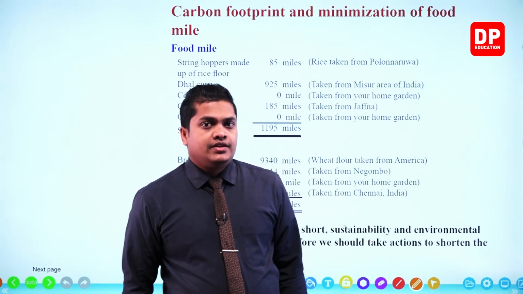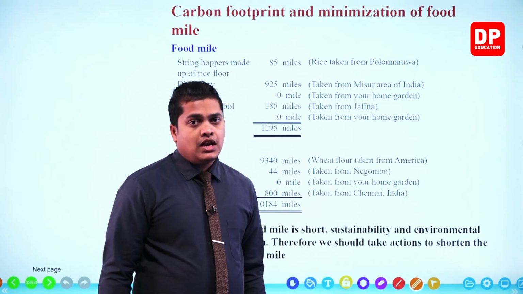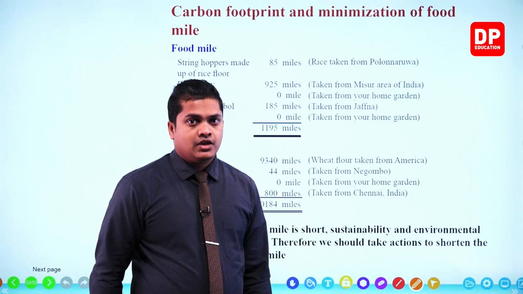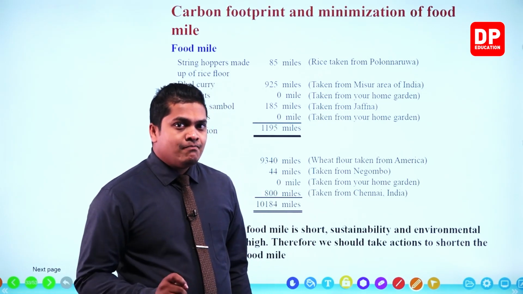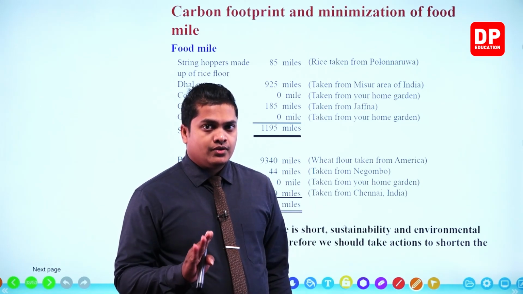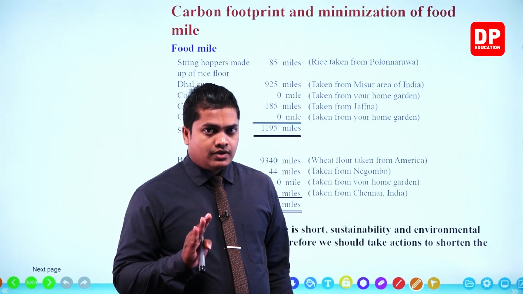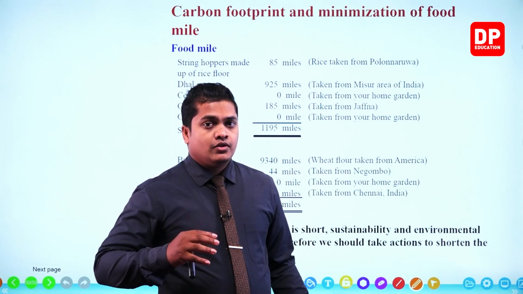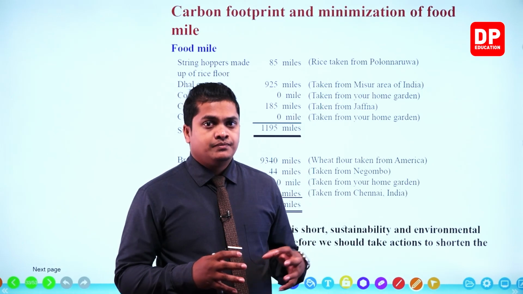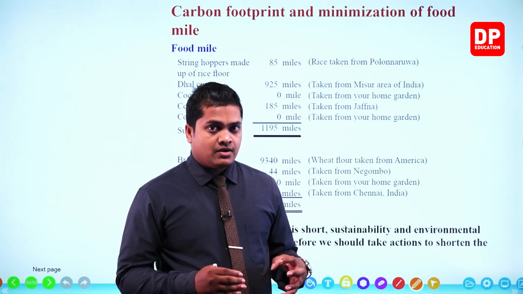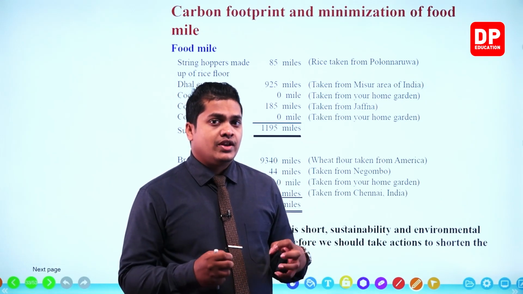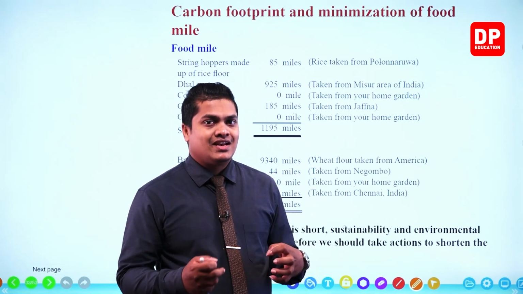Okay, right then. So this is about the food mile, carbon footprint, and the water footprint, my dear children. So it's very important to minimize all of these three in order to manage our environment, and also in order to keep our environment clean and healthy. It's very important to keep our environment healthy and clean.